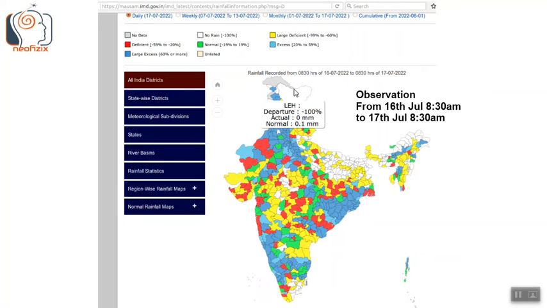For example, for Leh, with a normal of 0.1 millimeter for the July 17th rains, the map shows 100% deficiency when it doesn't rain. That is, when it is 0 millimeter of rain, that is when it is not raining in Leh, the normal is 0.1 mm, so it shows 100% deficiency. Instead, if it had rained 0.2 millimeter in Leh, then it would have shown 100% excess. This kind of statistics is meaningless.